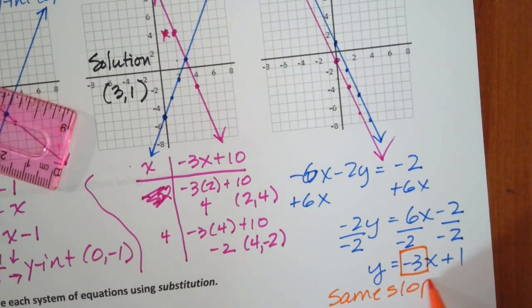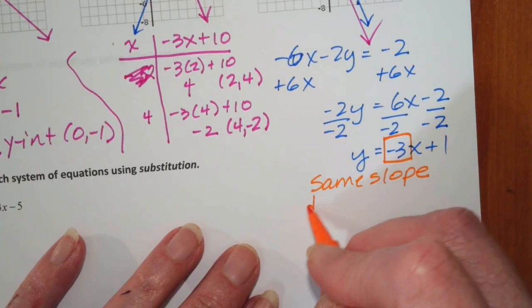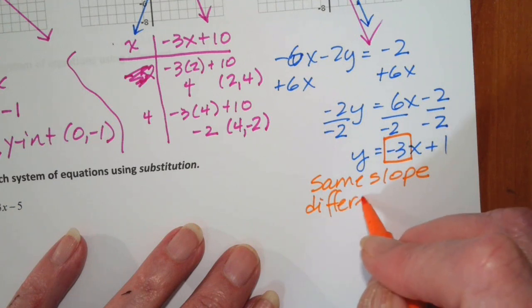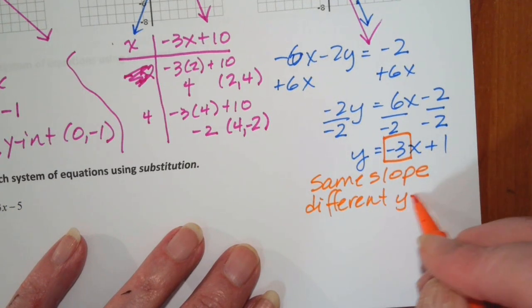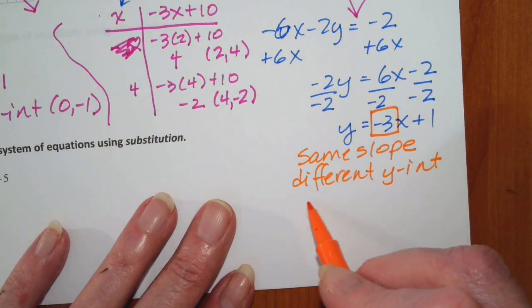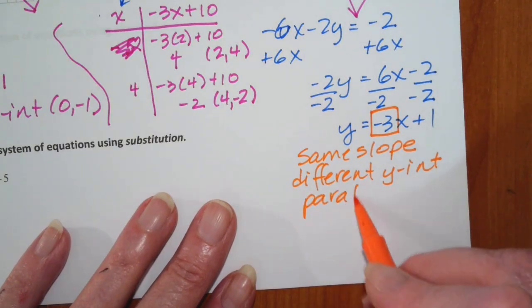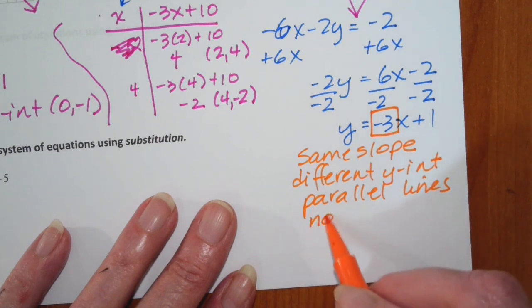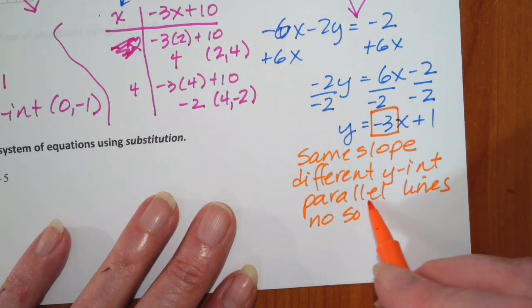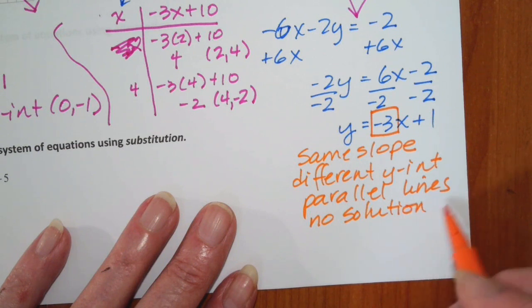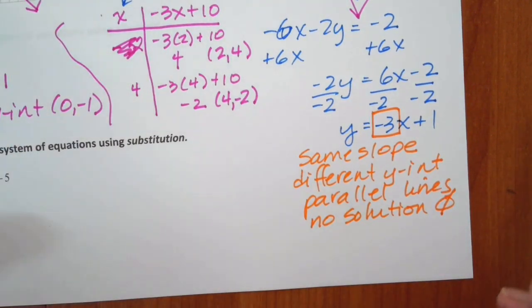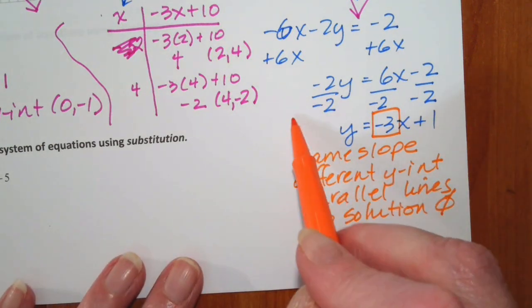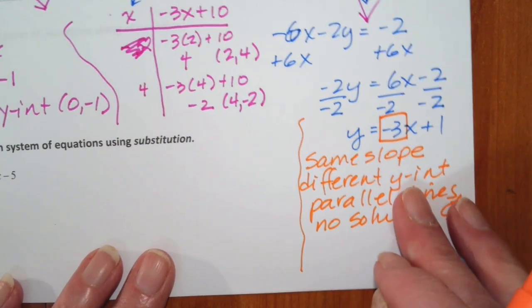Same slope, different y-intercept means they are parallel lines, and there is no point of intersection, so there is no solution. Or we can use the symbol. Used way too much space there.